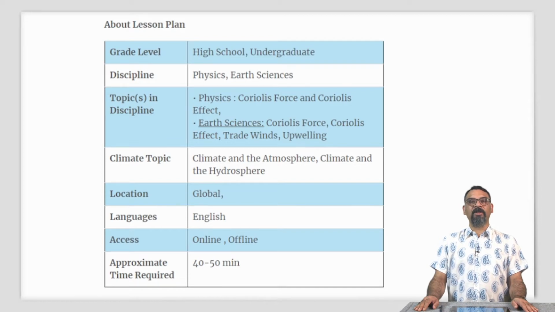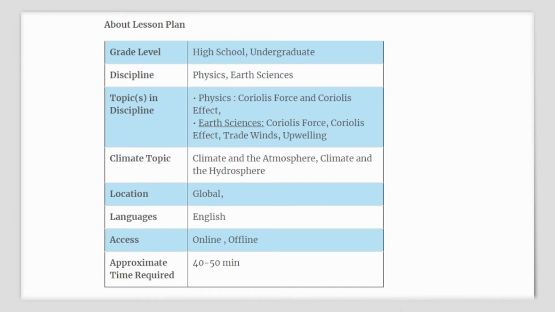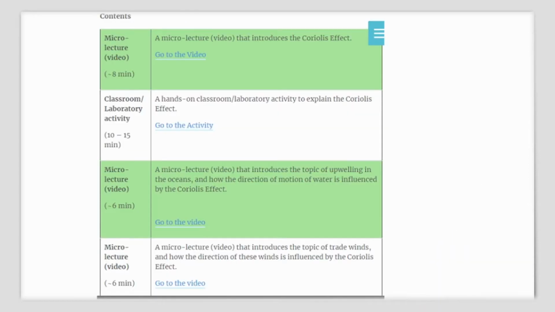So, as a physics teacher, if you are teaching Coriolis force and the Coriolis effect, we invite you to take a look at this lesson plan and to use it in your classroom for your students to improve their understanding of climate science. The approximate time required for this lesson plan is between 45 and 50 minutes.